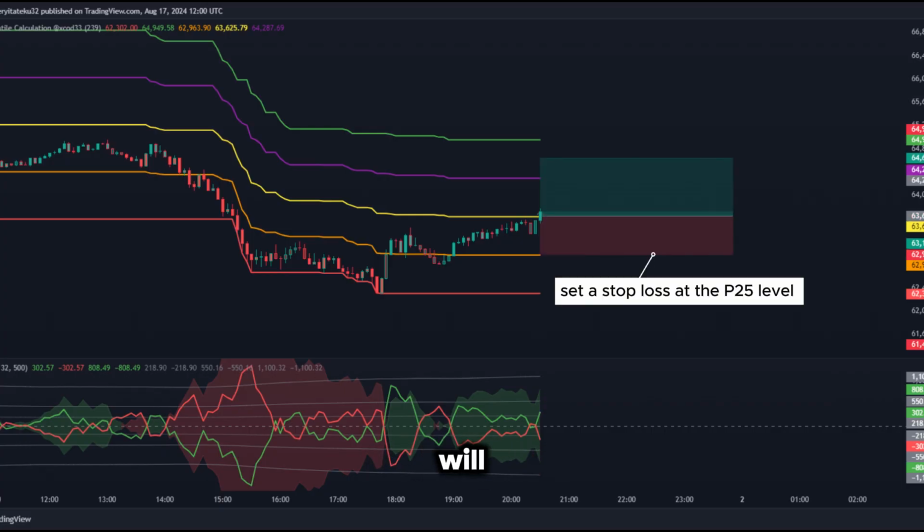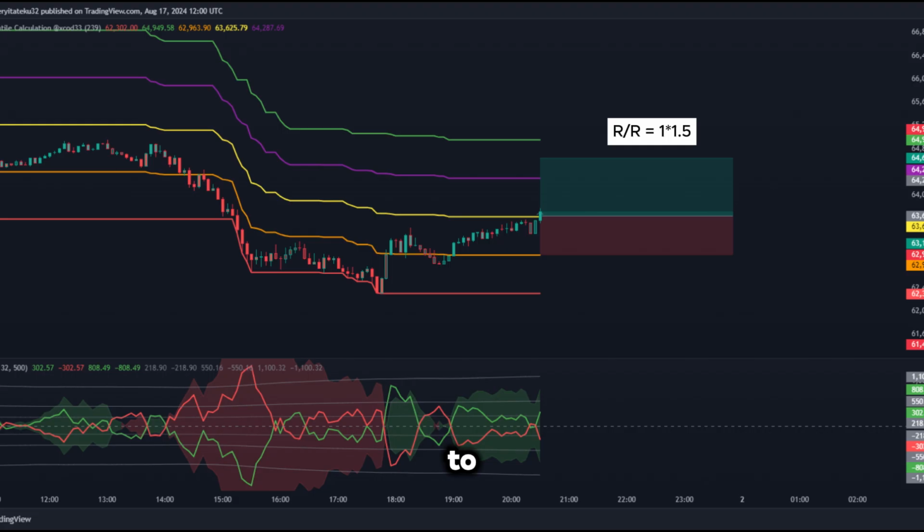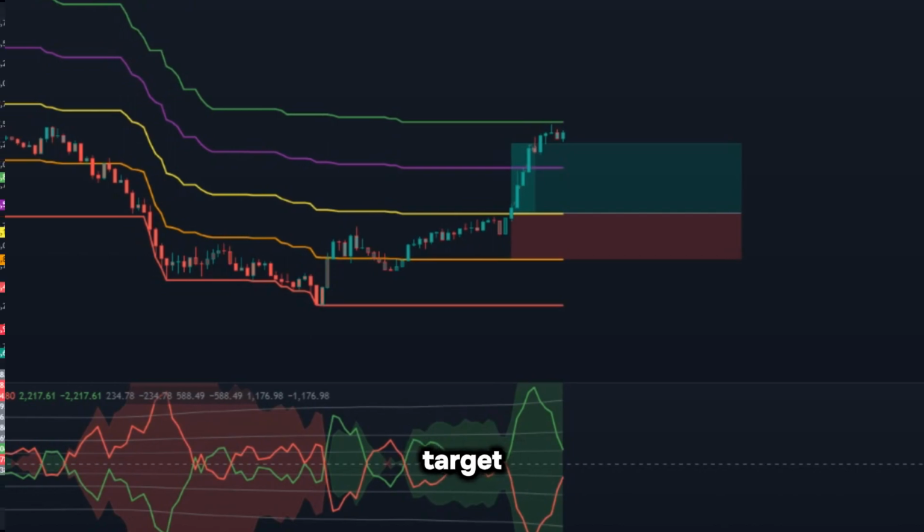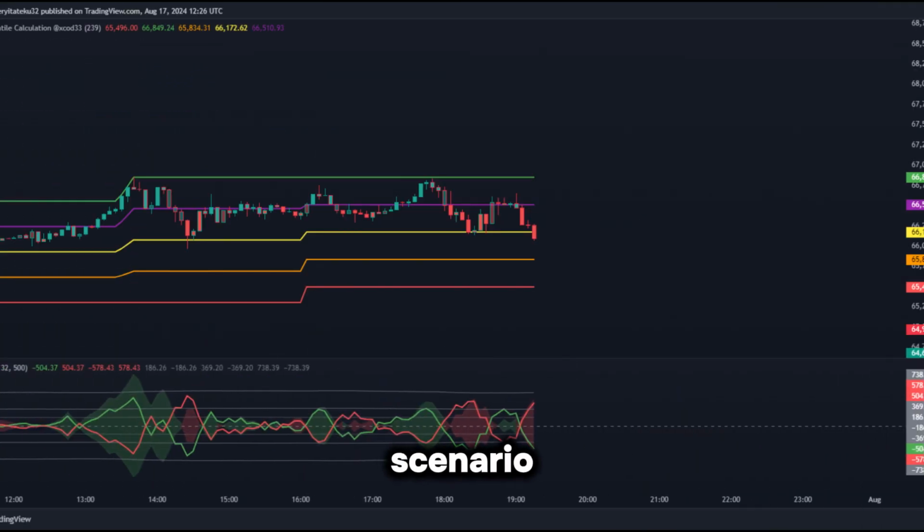The stop loss will be set at the P25 level of the percentile indicator with a risk-to-reward ratio of 1 to 1.5. The market has successfully hit the target. Let's look at another trade scenario.